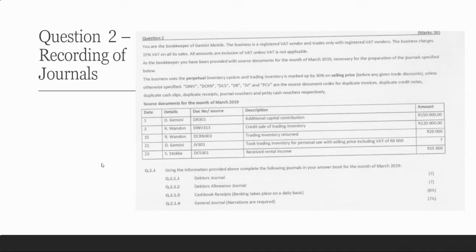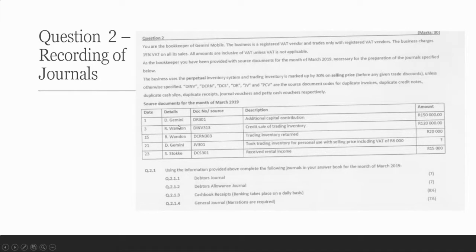Now remember, 30% on selling price would mean selling price is 100, and then your cost would be the 100 less the 30 to get to 70. But I'll repeat that again when we get there. So let's quickly just read through the transactions.